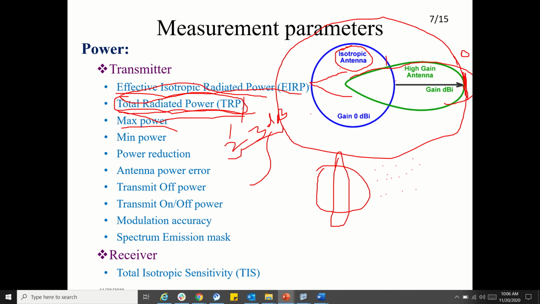The maximum power should be within that tolerance value. For example, 23 plus or minus 1 or 2 dB, okay, they will give a tolerance. So the variation should be within that plus or minus 2, otherwise the test case will fail.